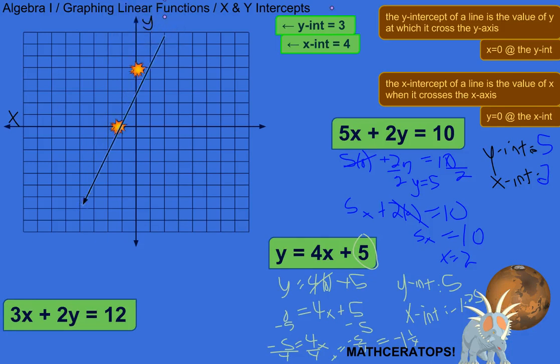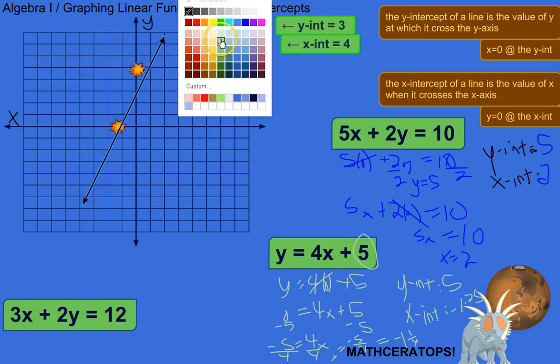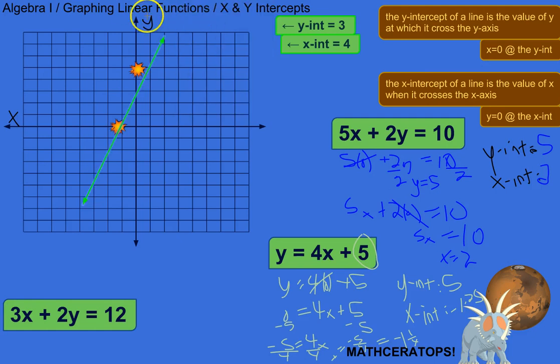That's not connecting them, so I will move that line. So let's make that green, I suppose. So you would connect your intercepts and keep going a little bit. Something like that.